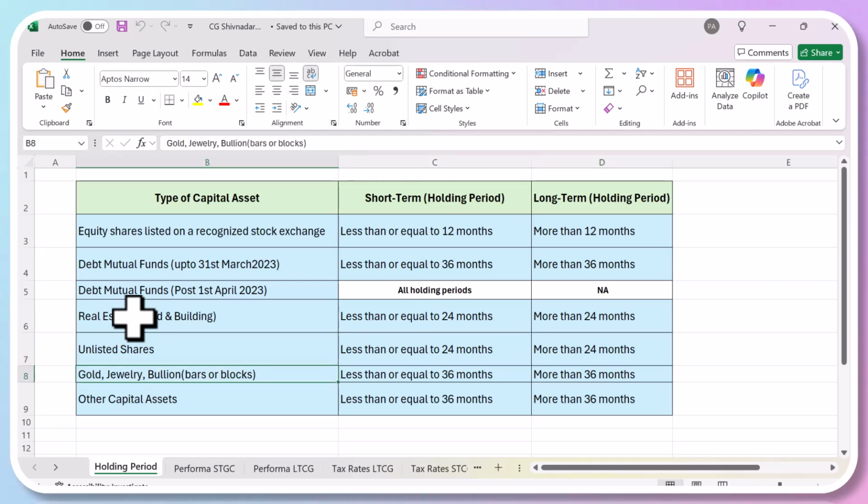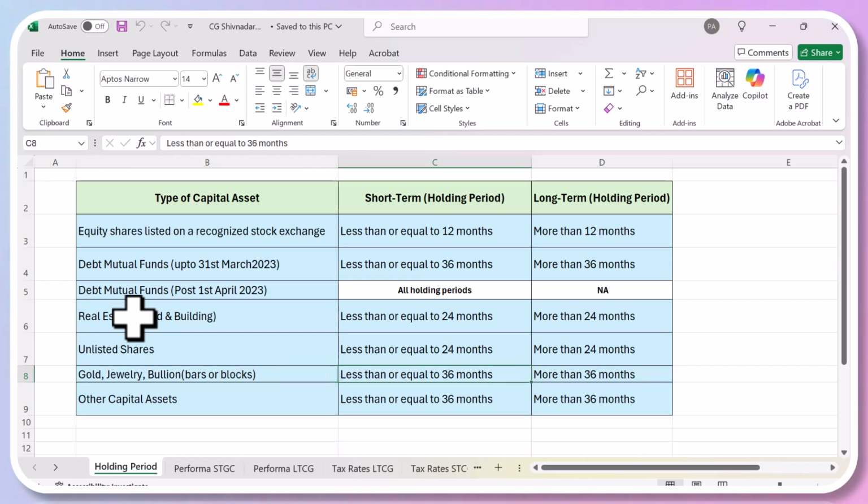Then gold, jewelry, bullion. Bullion is basically bars or blocks, bricks of gold. Okay, fine. So that's called gold, jewelry, and bullion.